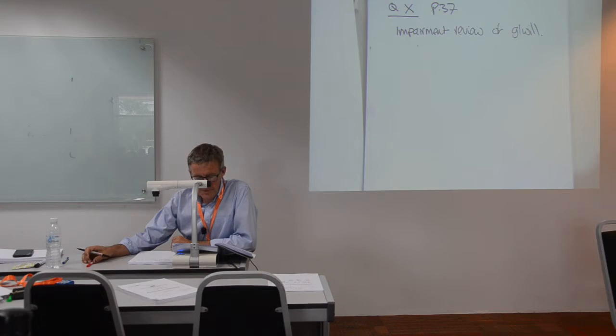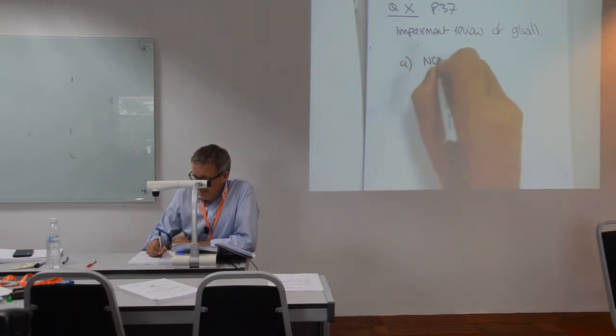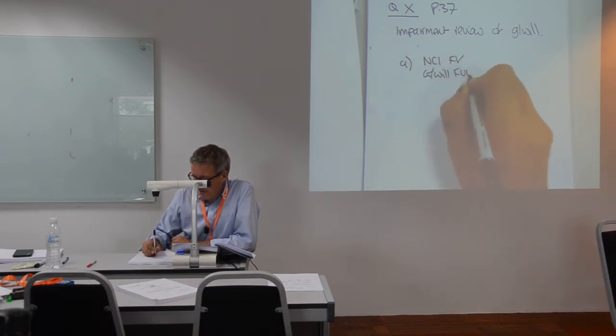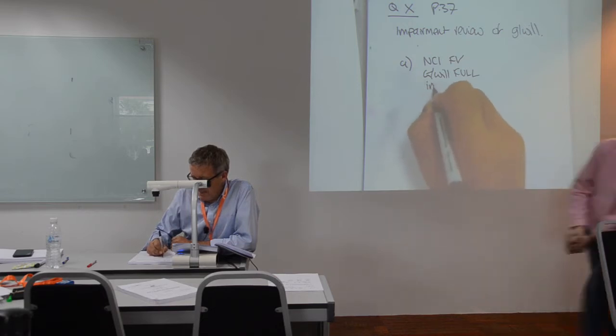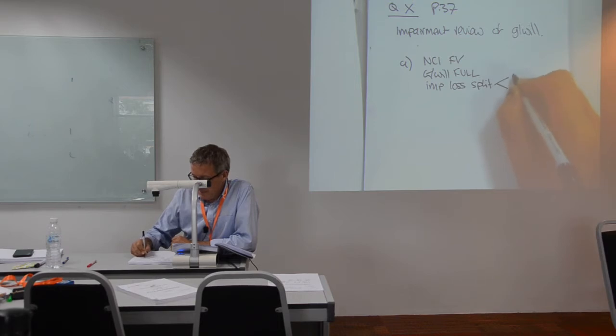If we're going to do an impairment review, the first thing we will need to do is calculate goodwill. Calculate the impairment loss from the impairment review of X on the basis that NCI is at fair value. So if NCI is at fair value, goodwill will be in full and any impairment loss will be split between the parent and the NCI.